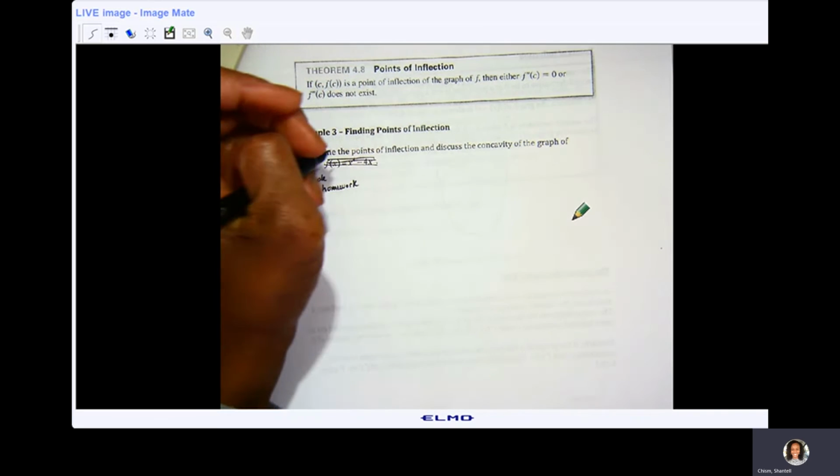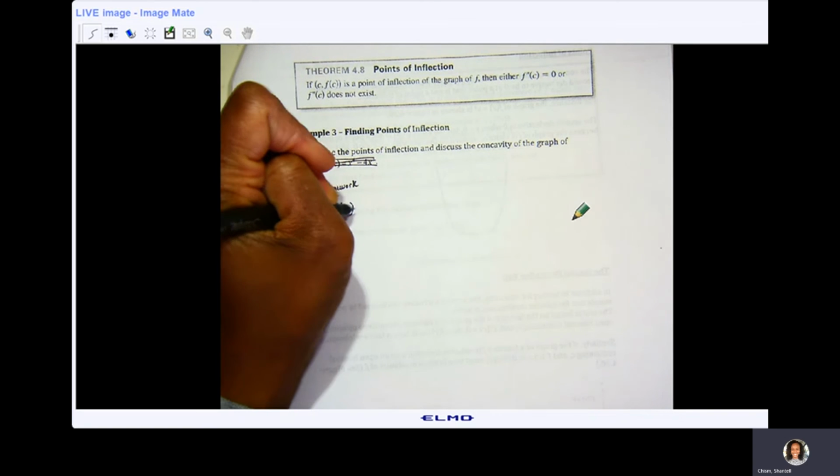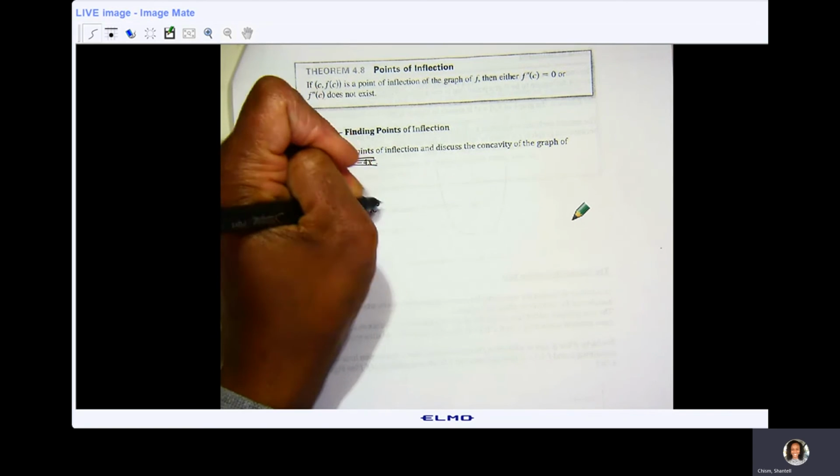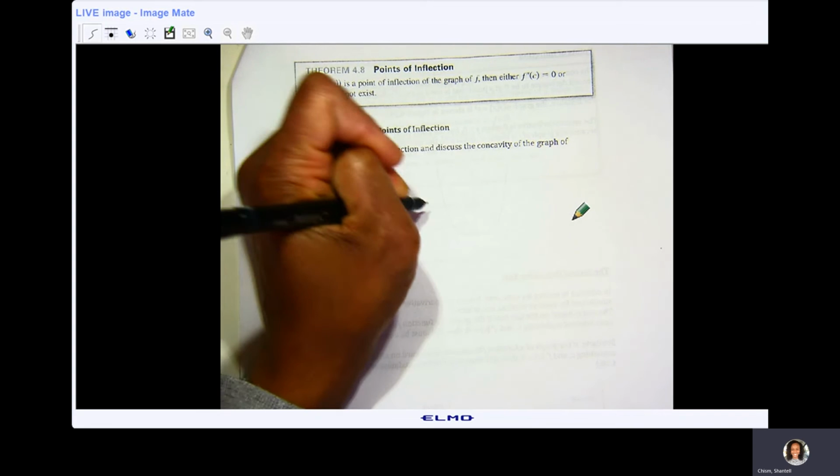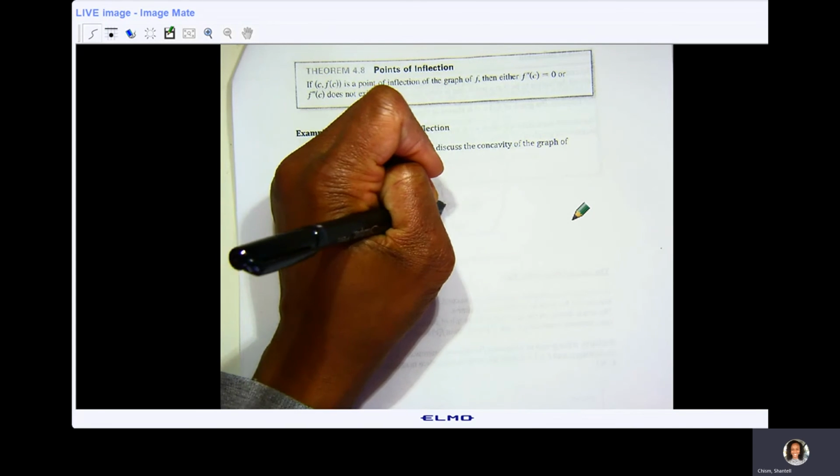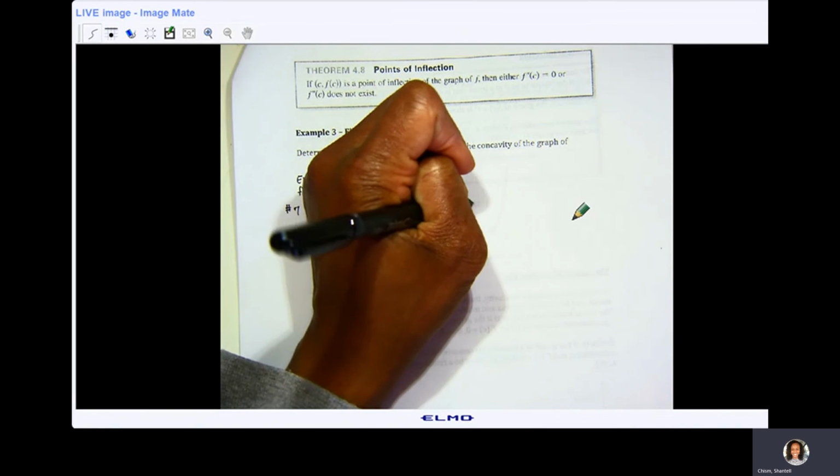And it's number 7. Okay, it's number 7. So f of x equals x cubed minus 6x squared plus 28x minus 40.